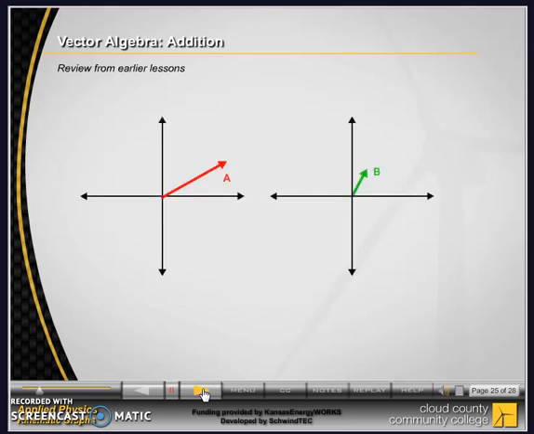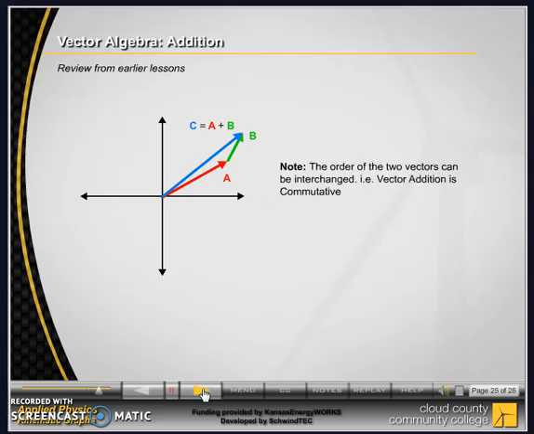You can also add vectors pictorially, as shown. Take the second vector and slide it without changing its length or direction so that its tail coincides with the head of the first vector. Then draw a third vector starting from the tail of the first vector to the head of the second vector. This third vector is the sum. Note, the order of the two vectors can be interchanged, such that vector addition is commutative.